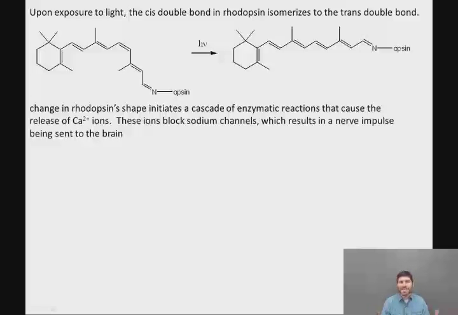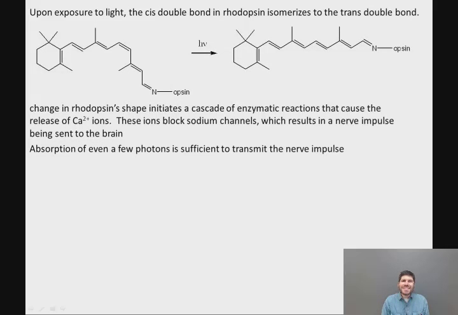And all of this happens in response to the light photoisomerizing the cis form into the trans form. This is such an efficient process that the absorption of even a few photons is sufficient to transmit the nerve impulse to the brain that responds to light. So that's why it is possible for humans to still see in a fairly dark environment, and of course there are animals that have even better night vision than humans do.